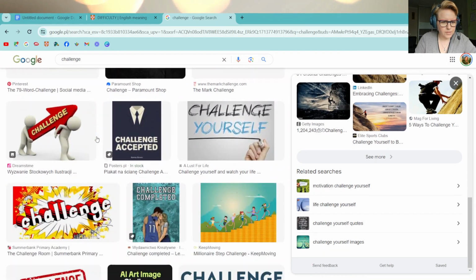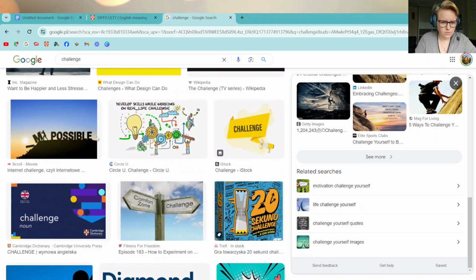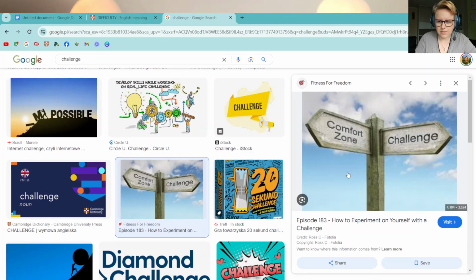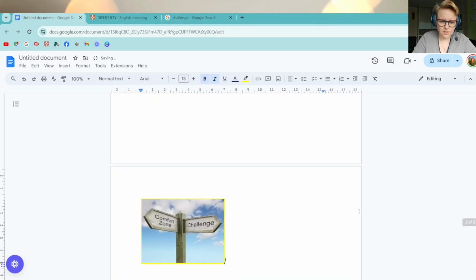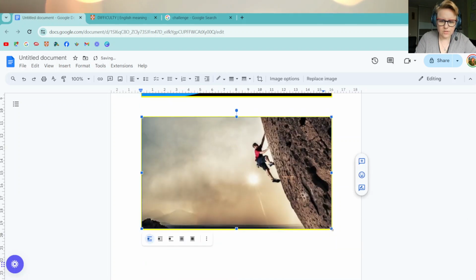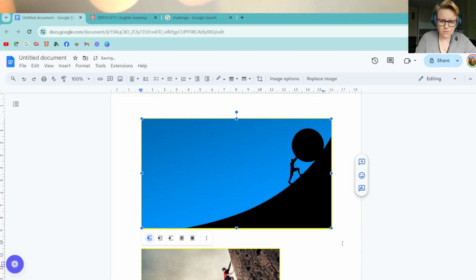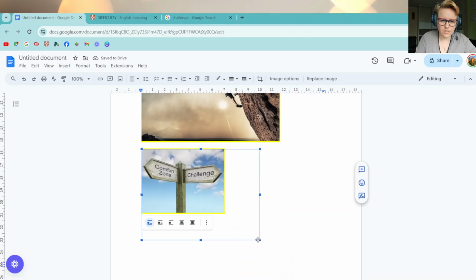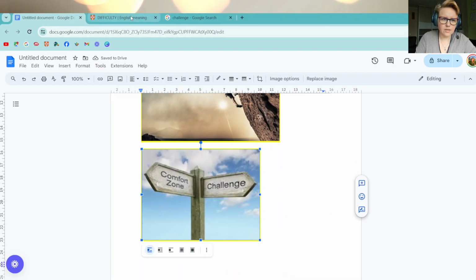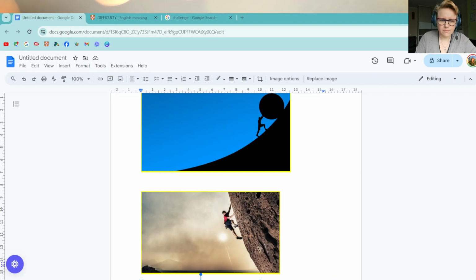There's one more image that I wanted, which is this. Because if you take a challenge, you go out of your comfort zone. I'm not sure if it's really good quality, but definitely taking a challenge is leaving your comfort zone. You leave your comfort zone if you take a challenge. And usually that's how you manage to change something in your life. And it's not only about English, it's about many things.